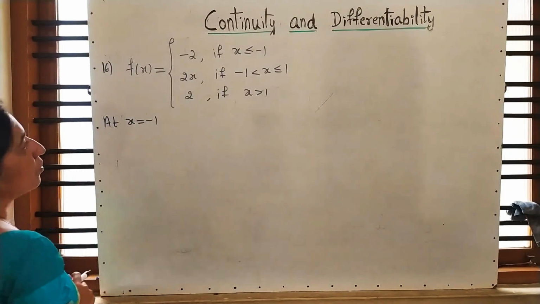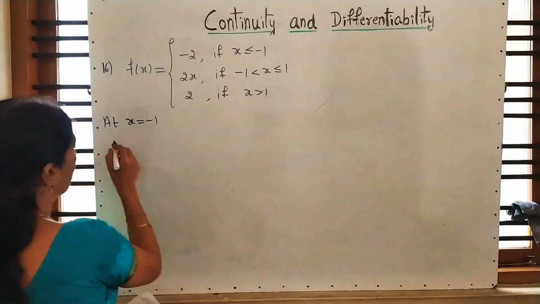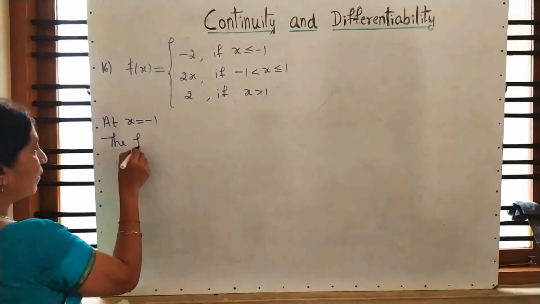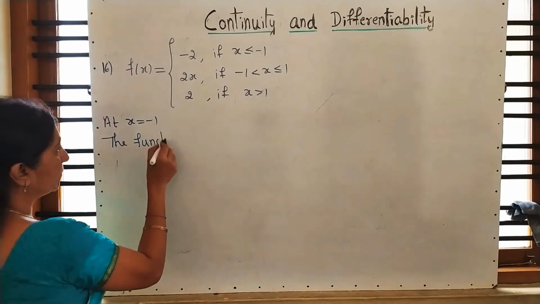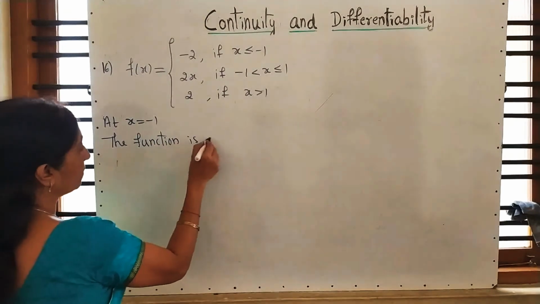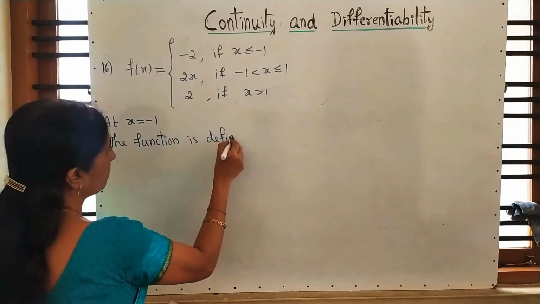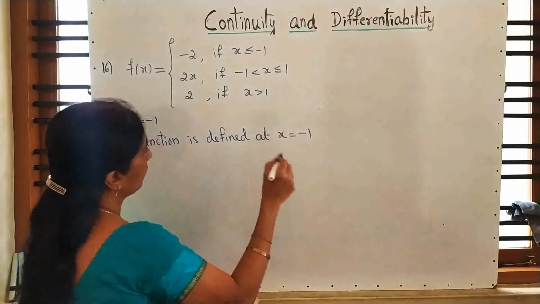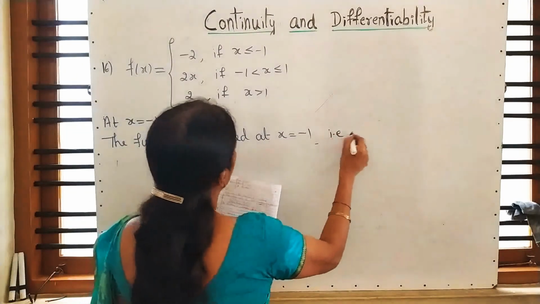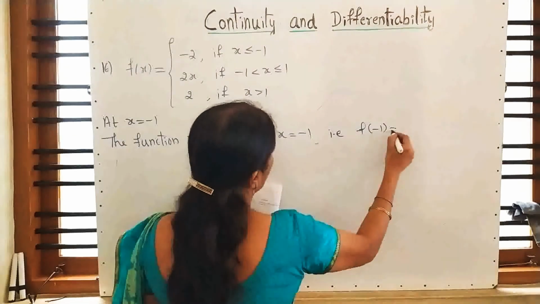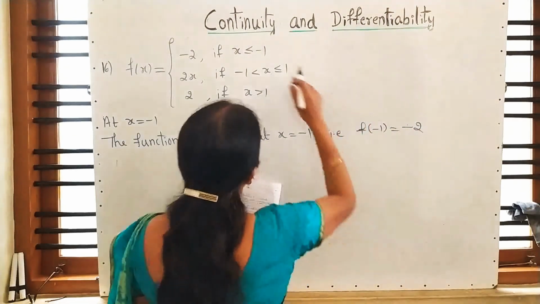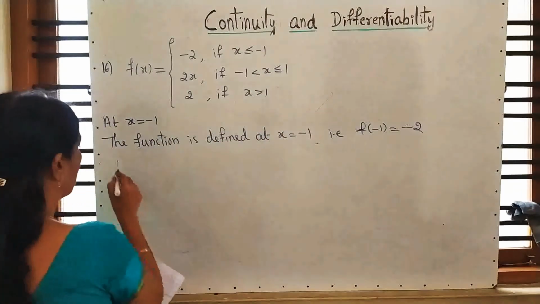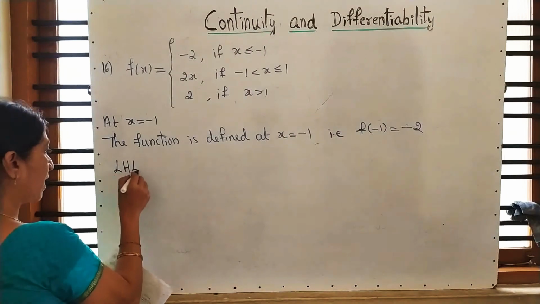See at x is equal to minus 1, here we have an equal sign. The function is defined at x is equal to minus 1. So what is that value? f of minus 1 is equal to minus 2. It is given in the problem itself. Now moving to the left hand limit.